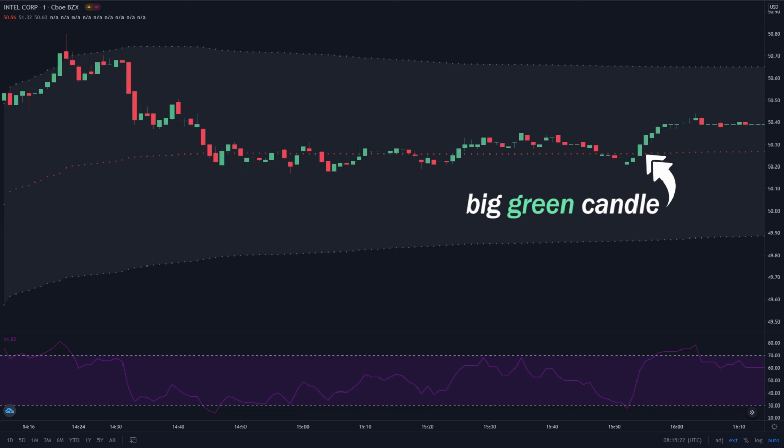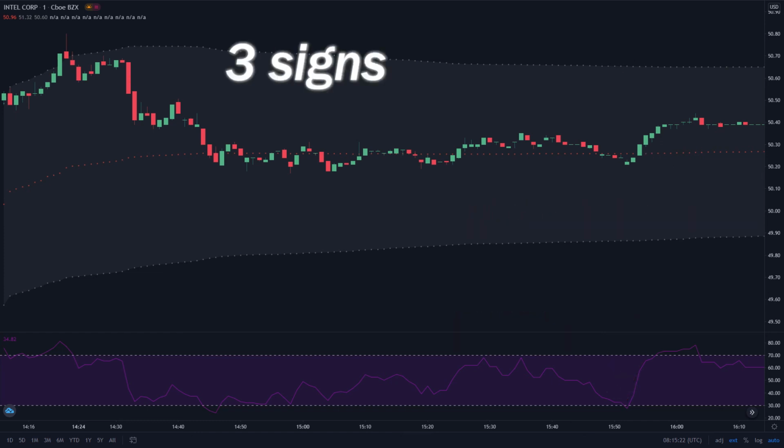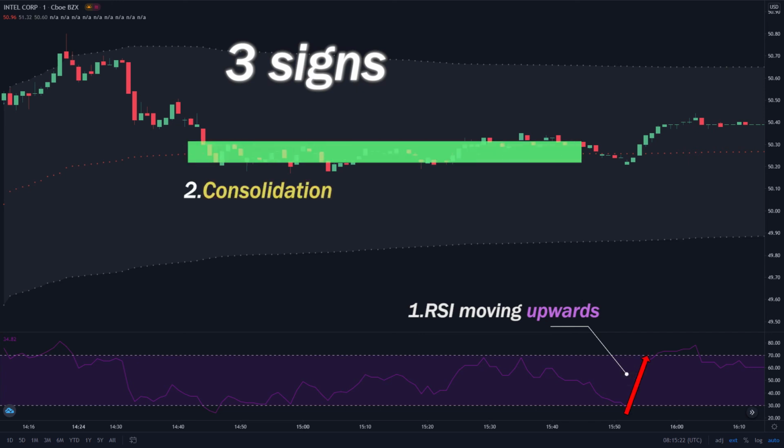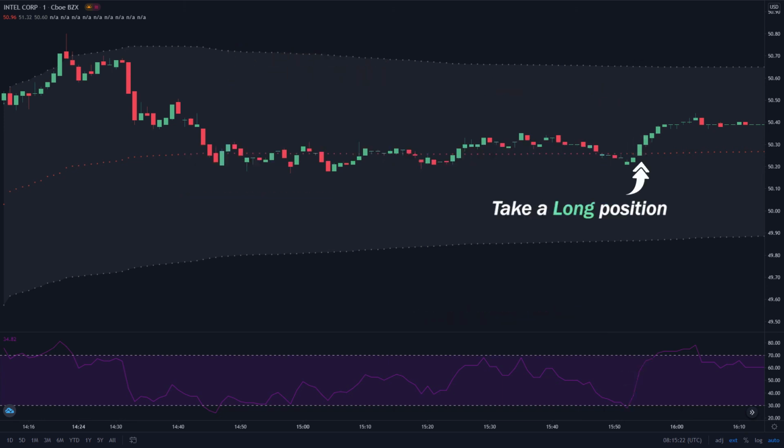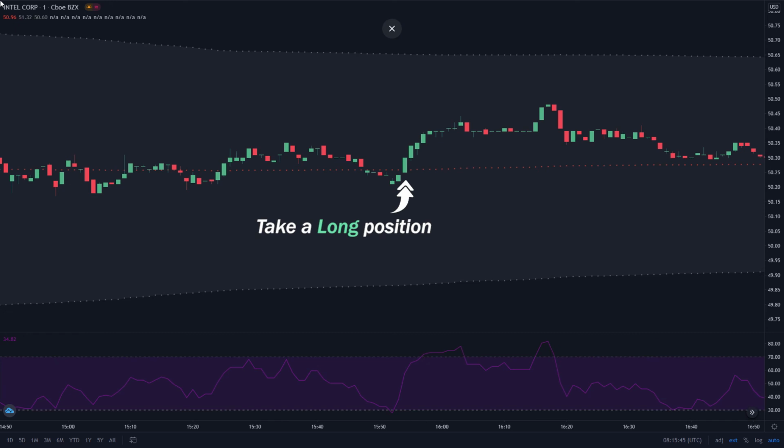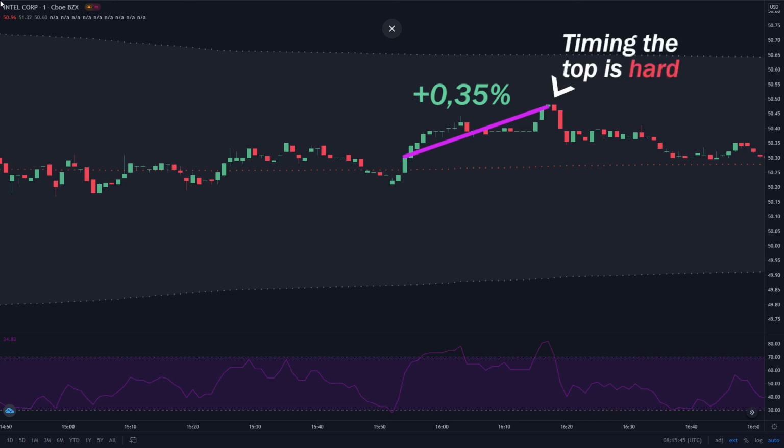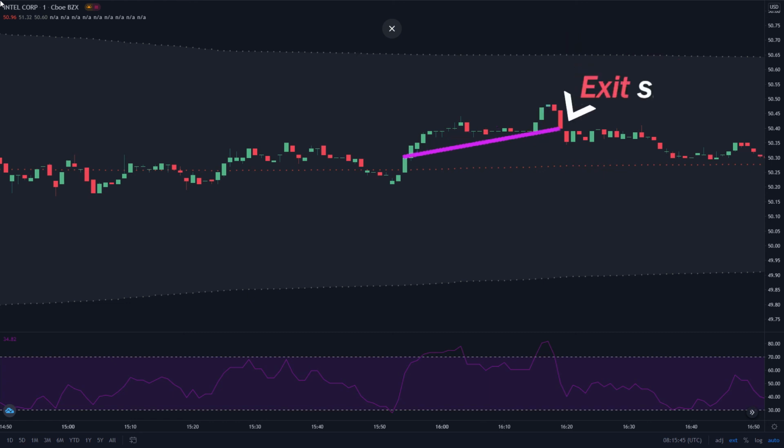A green candle formed while the RSI is heading upwards. So now there are three signs. The RSI slowly moving upwards, there's a consolidation before that, and a big green candle formed. This is a good opportunity to take a long position. So if you took a trade here at the green candle's close, you could have made a 0.35% profit. But of course it's impossible to time the top like this. So realistically, I would have closed my position at the next candle here.